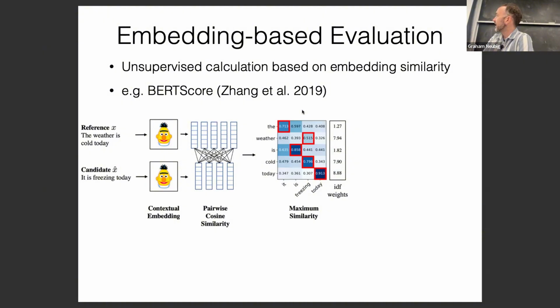You can also take the max in each column, and that indicates precision, because that's making sure that everything that you output has some corresponding token in the reference. Then this is optional, but preferred: you multiply by IDF weights.